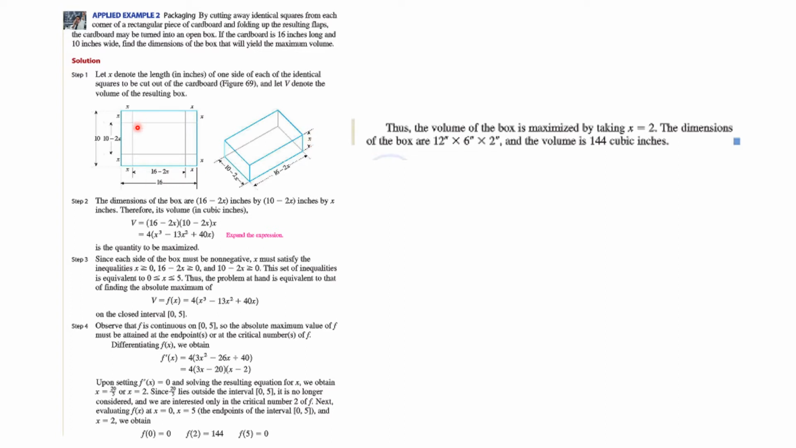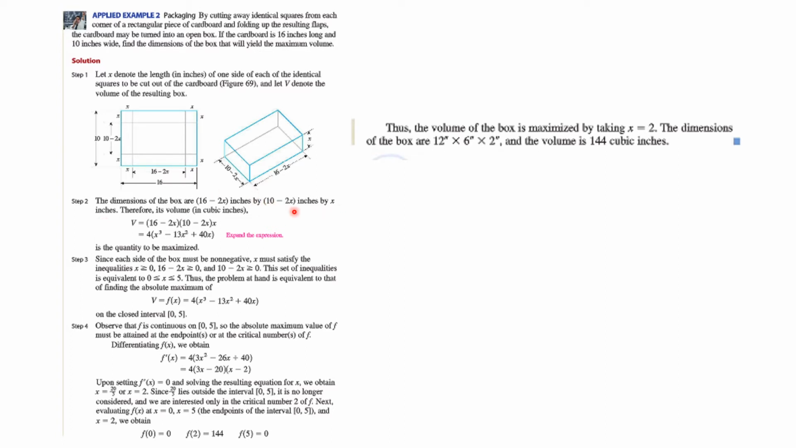Now, if you look at this, you do have constraints on this because 10 minus 2x must be a positive number. And x has to be greater than 0. So x is greater than 0 and less than 5. And here it is going to be greater than 0 and less than 8. So it's between 0 and 5. Those are the only dimensions that are allowed. So let's move on then.